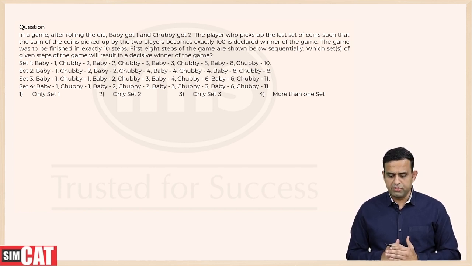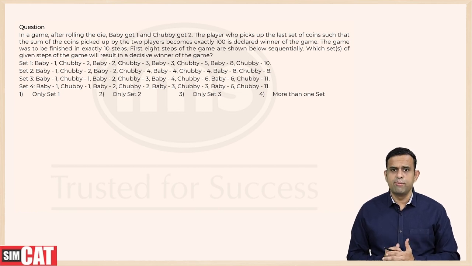The player who picks up the last set of coins such that the sum of the coins picked up by the two players becomes exactly equal to 100 is declared the winner of the game. The game was supposed to be finished in exactly 10 steps. The first 8 steps of the game are shown below sequentially. Which set of given steps of the game will result in a decisive winner for the game?